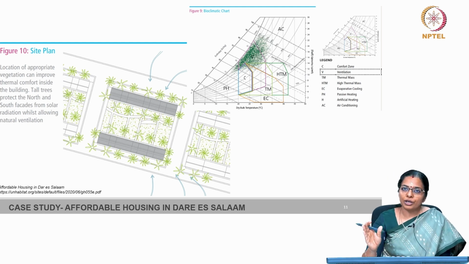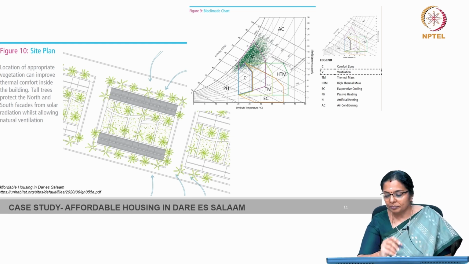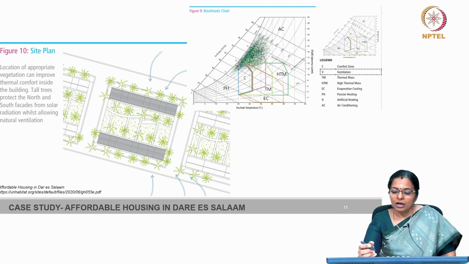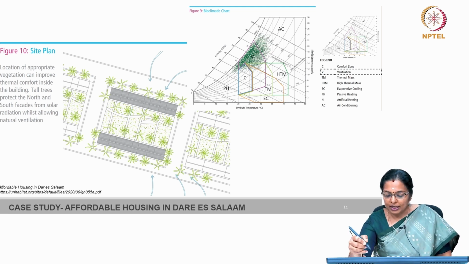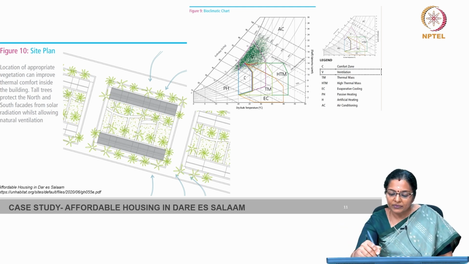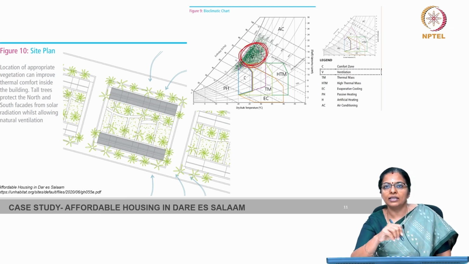So, it is important to have breeze flowing, and you can see what is required here. From the bioclimatic chart, you can see that ventilation is the most important strategy in Dar es Salaam.